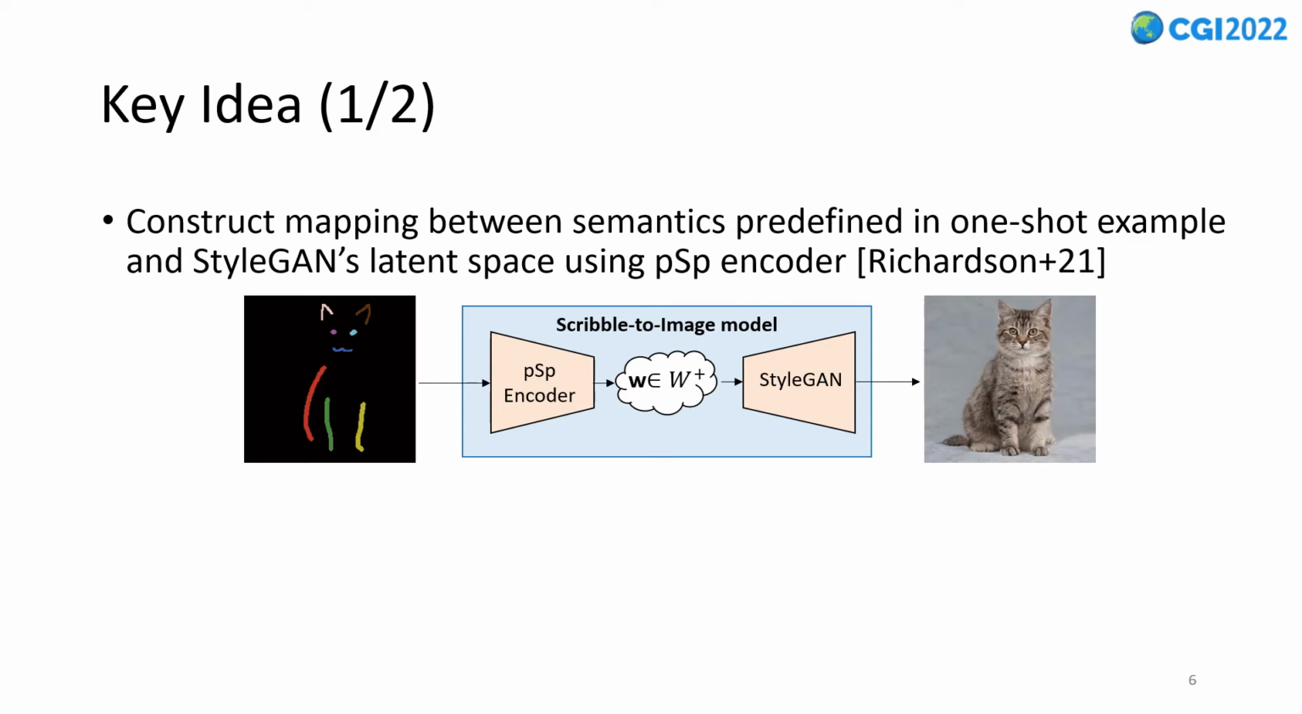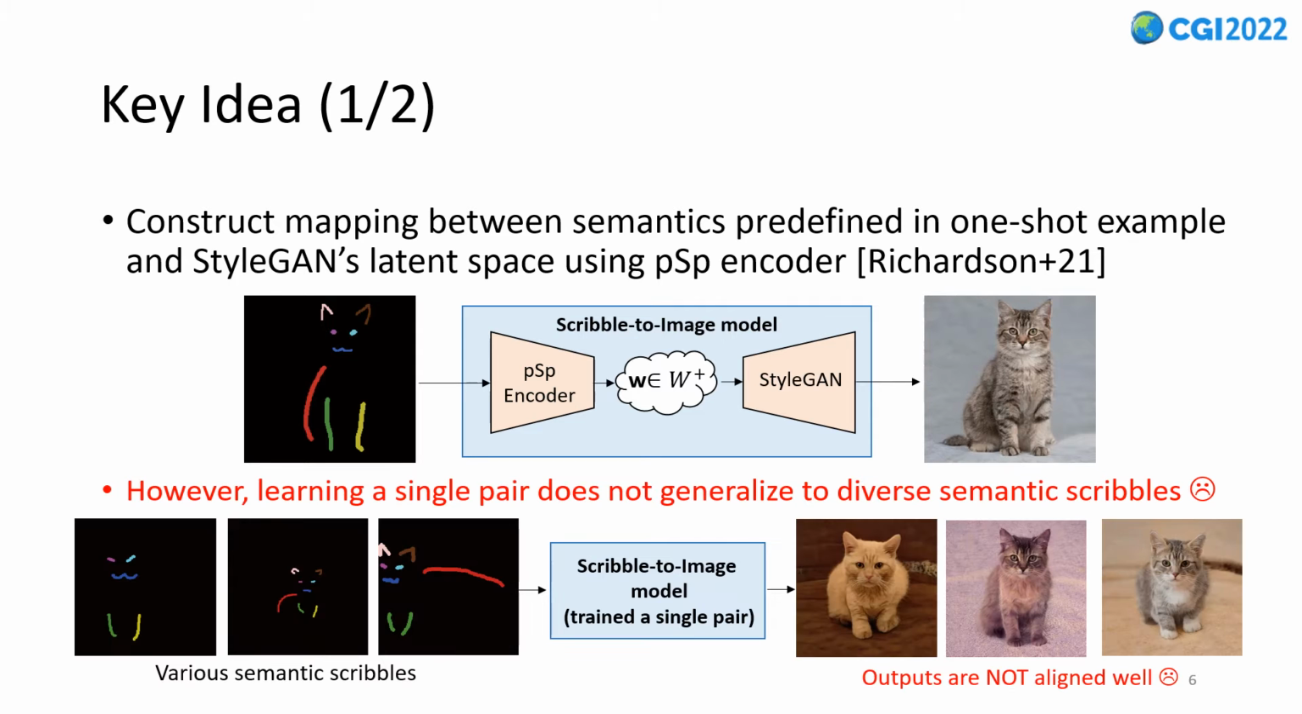Our key idea is to construct mapping between semantics predefined in a one-shot example and the StyleGAN's latent space. To achieve this, we use a pSp encoder by Richardson et al. However, as you can see in this figure, simply training the pSp encoder using a single pair does not generalize to diverse semantic scribbles. You can see output cats are not aligned well here.